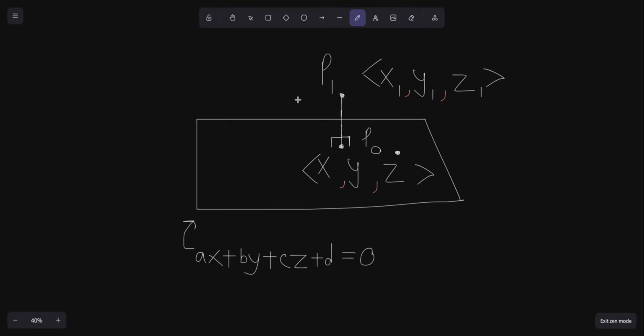Now, let's say I have another point, p sub 0, and let's say it has the coordinates x, y, z. Now, p sub 0 is very nice because it represents a point that can be any point on this plane. Okay, so let me just draw a vector from p1 to p0.